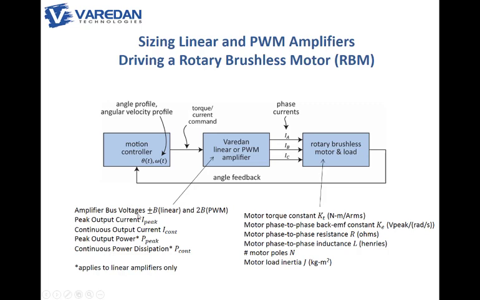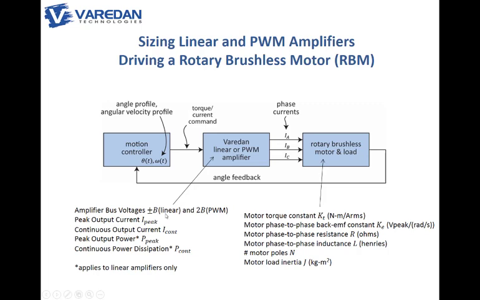They're the amplifier bus voltages, which are bipolar plus minus B for a linear amplifier and unipolar at 2B for a PWM amplifier. So the PWM has a single supply with a ground return. In both cases, the rail-to-rail voltage is 2B. There's a peak output current, I peak, and the continuous output current, I continuous. For PWM amplifiers, these 2 current requirements allow us to compute output transistor power requirements as well.